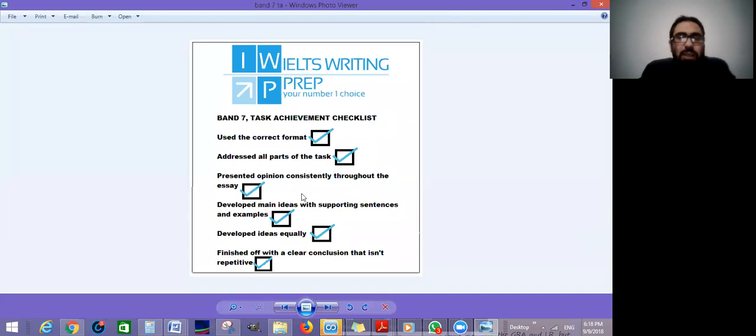Developed ideas equally. I'm going to say, we had one body paragraph with lots of different ideas, supporting sentences and examples, and the other didn't. So I always recommend being careful and trying to keep body paragraphs as equal as possible, with an equal number of supporting ideas, examples, and so on.